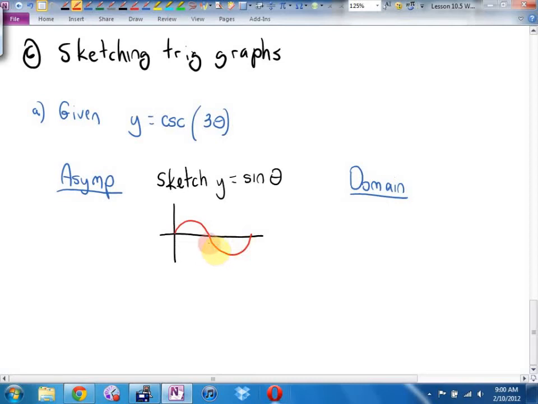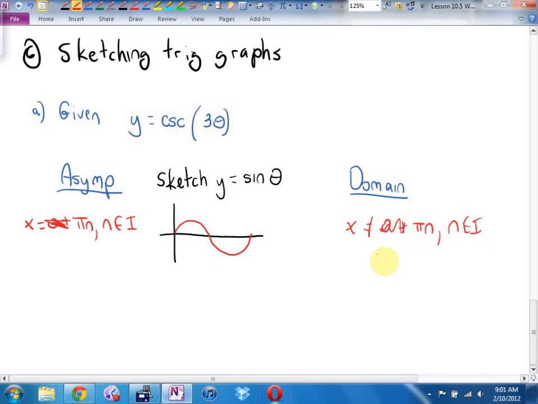Where will cosecant have asymptotes? Where sine is how high? Zero. So normally the answer here would be x equals 0 plus multiples of pi, where n is an integer, although they probably wouldn't write the 0 plus in front. And the domain would be x can't be 0 plus multiples of pi, where n is an integer, except they probably wouldn't write the 0 plus, because 0 plus pi n is just pi n.